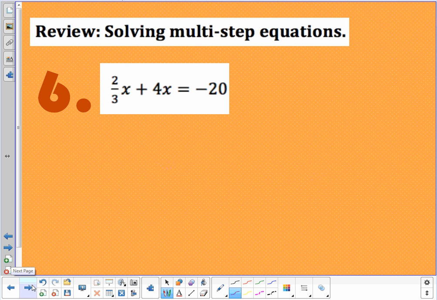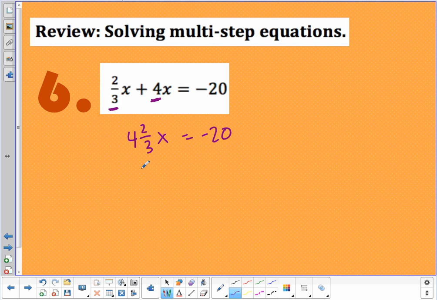Number 6, 2/3 x plus 4. Now, 2/3 plus 4, these are both x terms. Oh, and I have no distribution to worry about, so nothing to distribute. I'm going to skip over that, but I do have like terms to combine. This is a coefficient, this is a coefficient. If I add those together, I have 4 and 2/3 x is equal to -20.